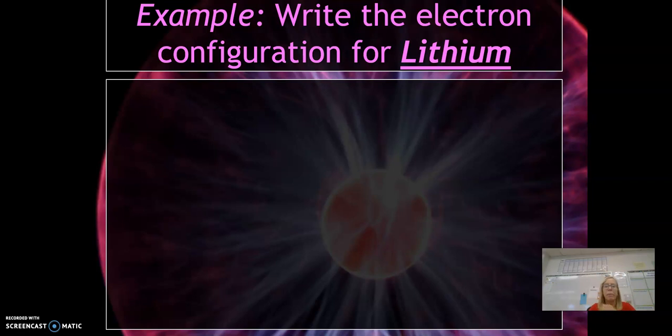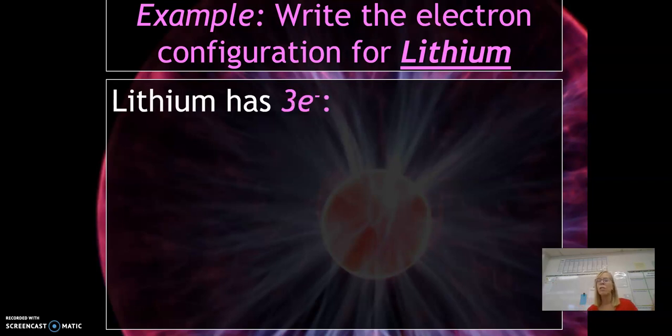Look at lithium. Well, our 1s2, lithium has 3 electrons. So the first 2 are going to go into the 1s2. But there's still another electron left, and we're out of energy level 1. So we're going to have to go to energy level 2. And then we'll start with the S's. And so our electron configuration for lithium is 1s2, 2s1.